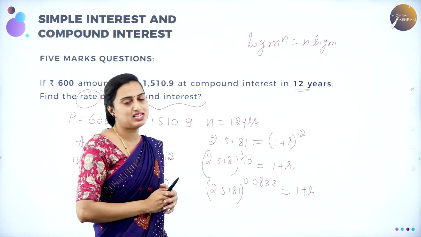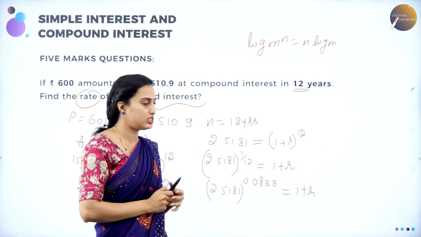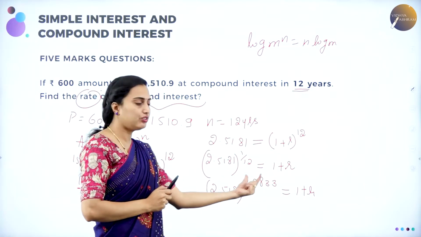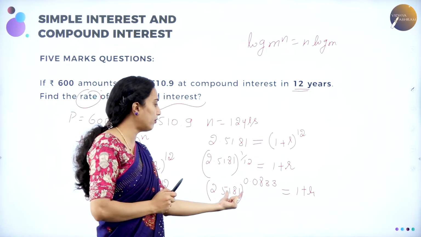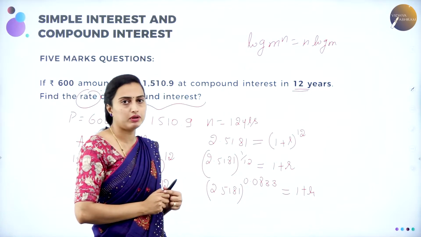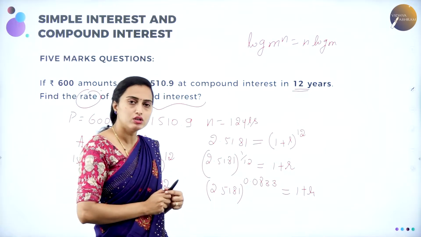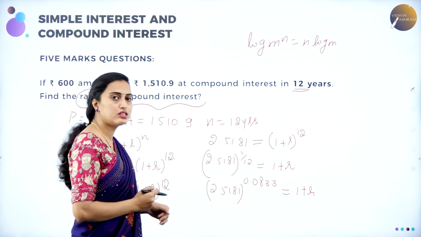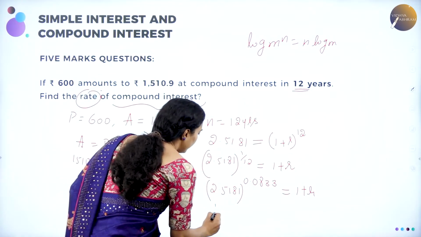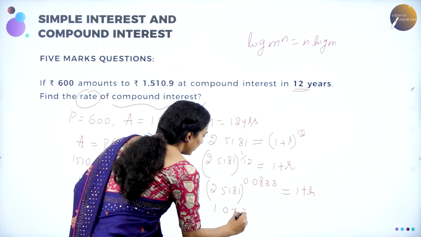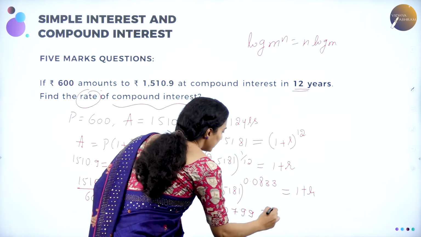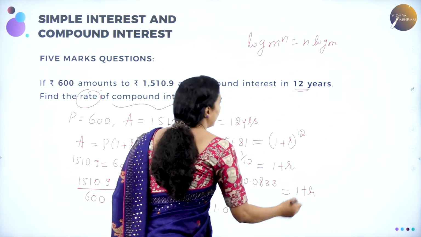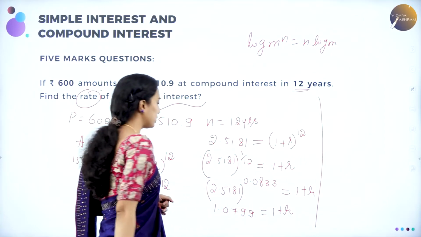Now also you can take log on both the sides. You will be getting 0.0833 into log of 2.5181 is equal to log of 1 plus r. Are you getting this one? So you are going to get the answer for this one, 1.0799, which will be equal to 1 plus r. Now you are going to have this one.